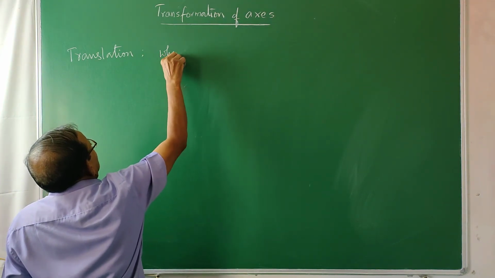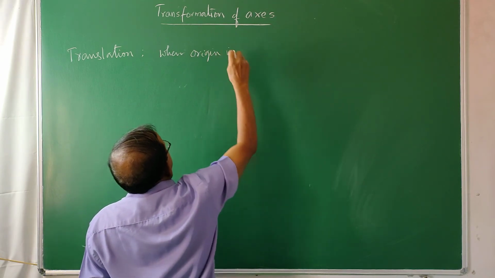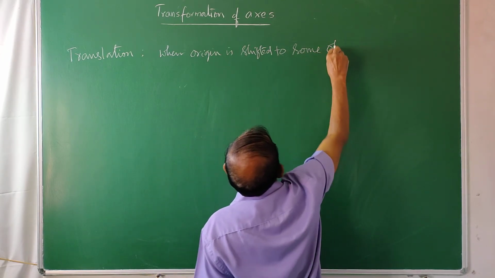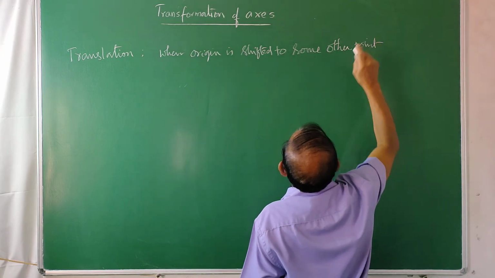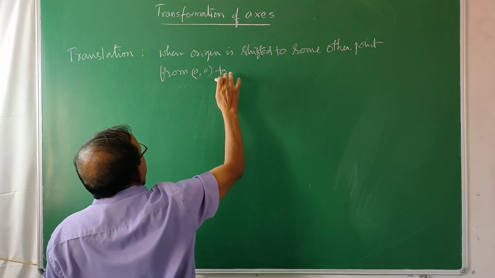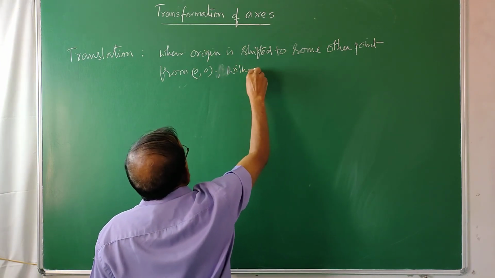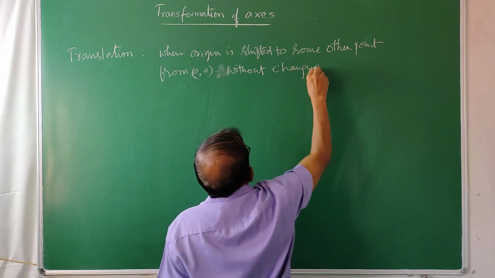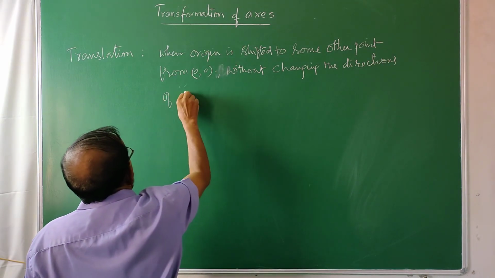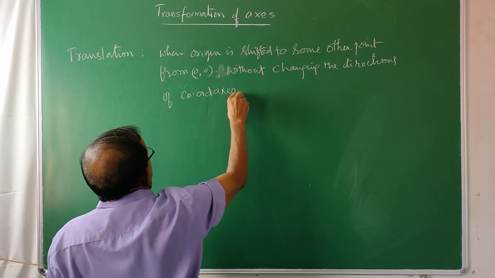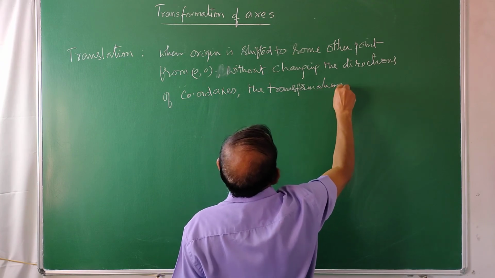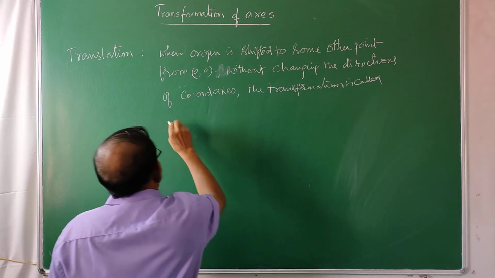When the origin is shifted to some other point from 0, 0 without changing the directions of the coordinate axis, the transformation is called translation.